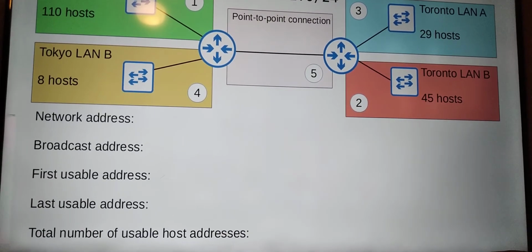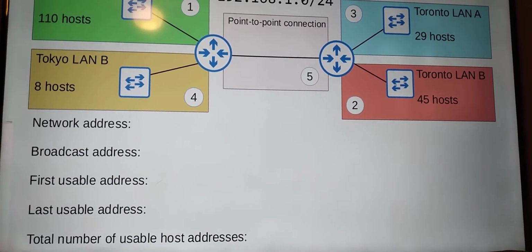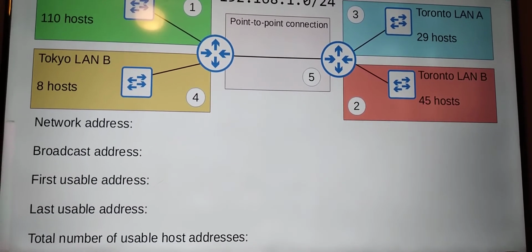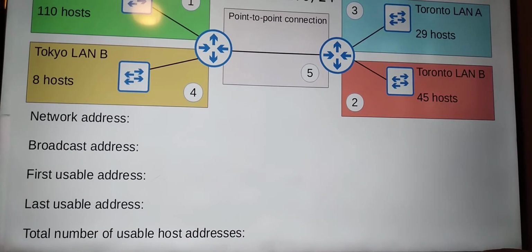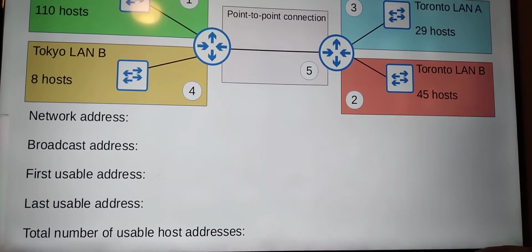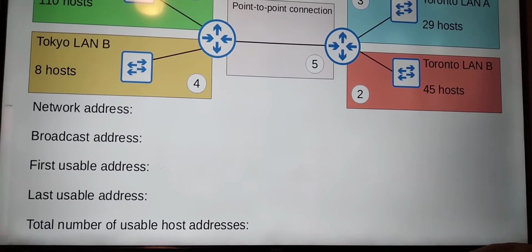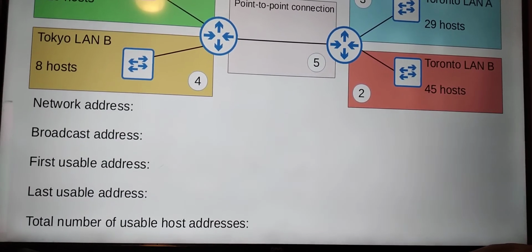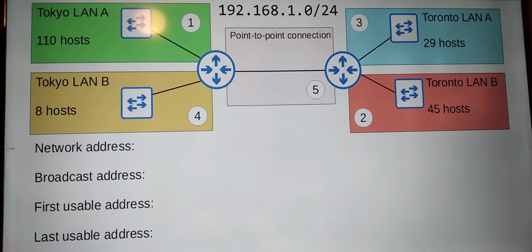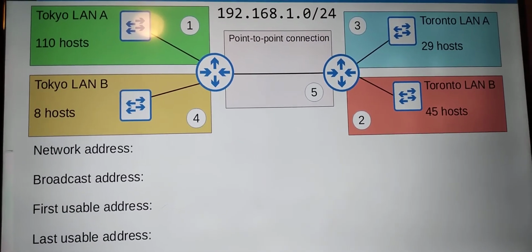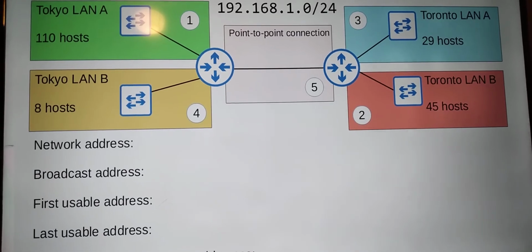So let's do Tokyo LAN-A. Let's figure out the 5 values listed here: network address, broadcast address, first usable address, last usable address, and number of usable host addresses. Let's write the values of each. I will give you a few minutes to see if you can fill those in. The address we are using is 192.168.1.0/24. So I'll give you a moment.